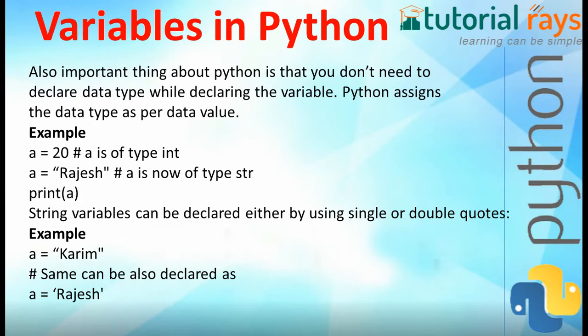Python assigns the data type as per the data value. For example, a equals 20. In this case, internally an int type is assigned to a. And again, if we write Rajesh, in this case the data type assigned is str. If you write print, then it will display Rajesh here. String variables can be declared either by using single or double quotes. For example, in the case of Kareem, you can see there is a double quote, but in the case of Rajesh, I have used a single quote.